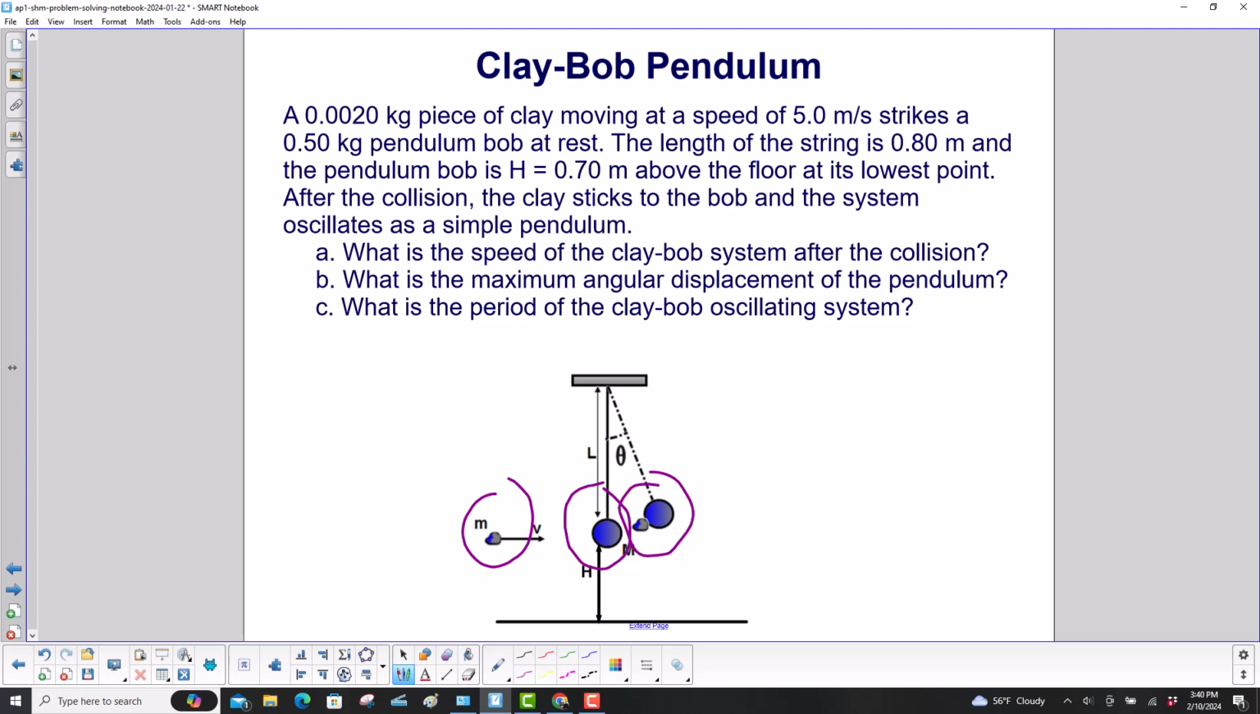A. What is the speed of the clay-bob system after the collision? B. What is the maximum angular displacement of the pendulum? And C. What is the period of the clay-bob oscillating system?